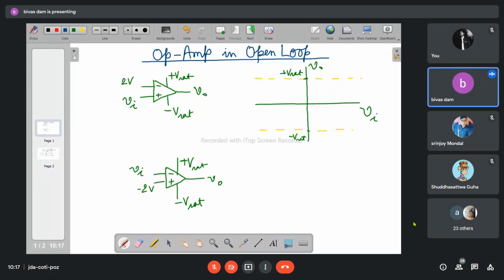In case the input difference voltage is positive, by the way, are you able to hear me? Yes, sir. Fine. A phone call had come in the middle, that is why I said that.